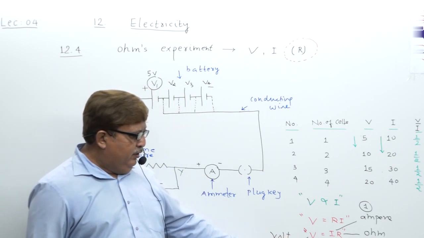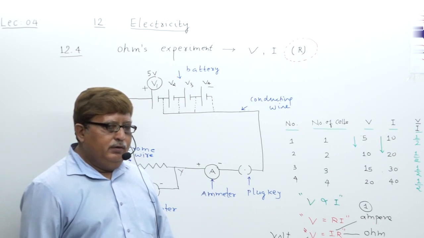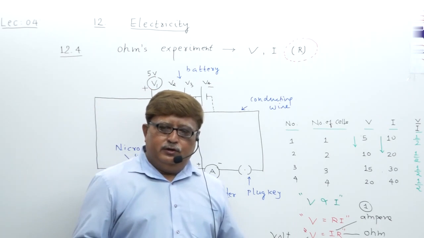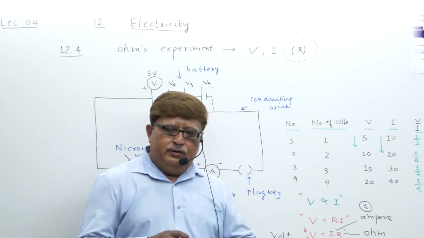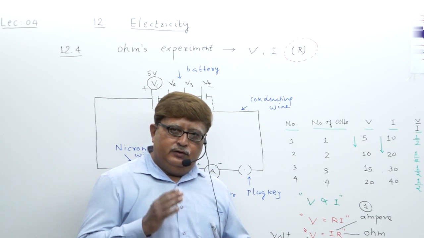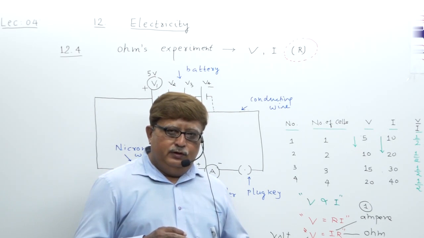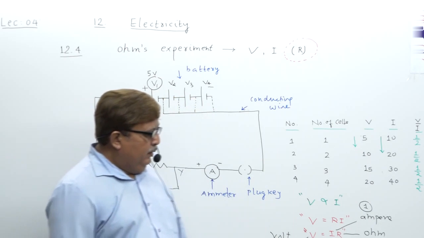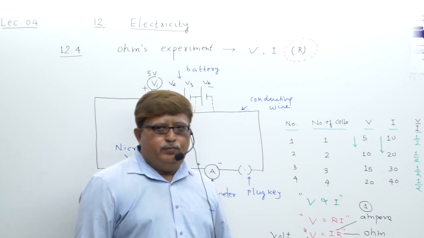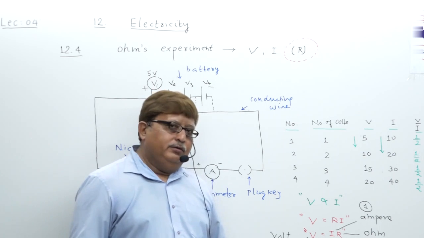If you can remember, 1 volt, V equal to W upon Q. If 1 joule work is done to bring a unit positive charge, means 1 coulomb charge, from one point to another point in the electric field, then the potential difference between those 2 points is called 1 volt.